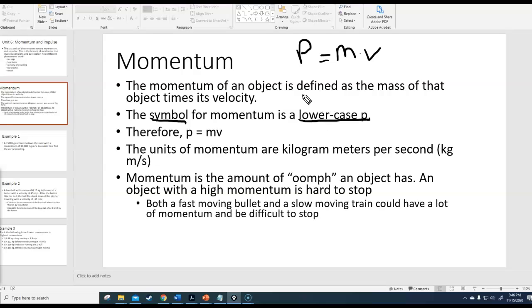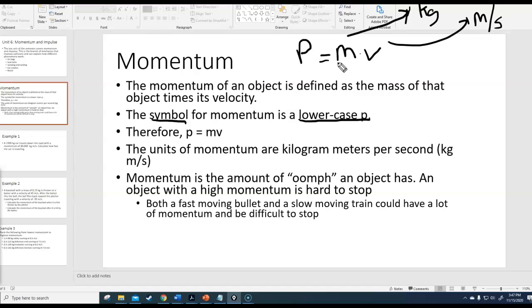Now, the unit of momentum, if you look at the equation, mass times velocity, we know that the unit for mass is the kilogram. Okay, there's still some confusion over mass and weight. Mass is measured in kilograms, whereas weight is the force of gravity acting on an object. Okay. Velocity, we've seen velocity since the beginning of the semester. Velocity is measured in meters per second.